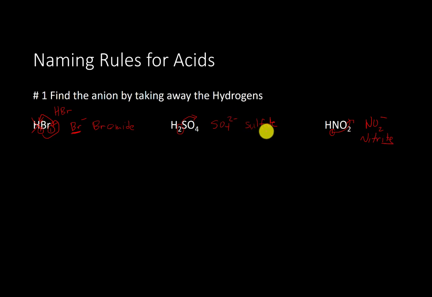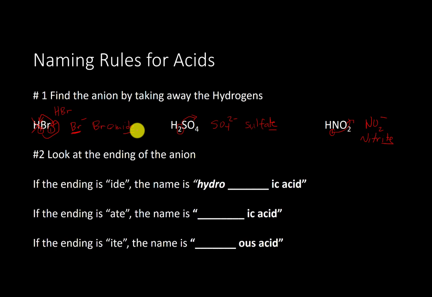We're going to be looking at these endings. That's going to be the key here. Look at the ending of the anion. If the ending is "ide," the name is hydro-blank-ic acid. If the ending is "ate," the name is blank-ic acid. And if the ending is "ite," the name is blank-ous acid.